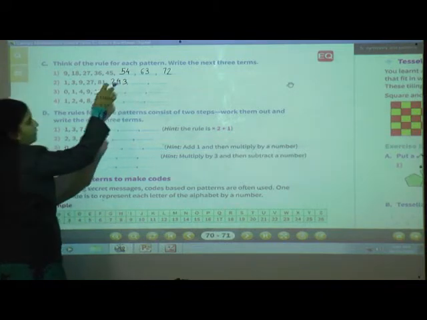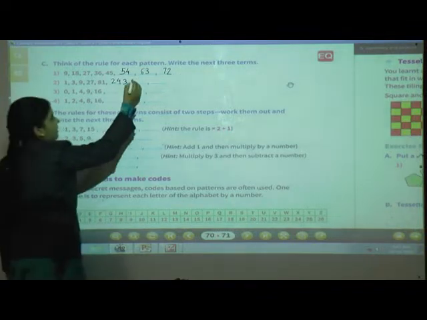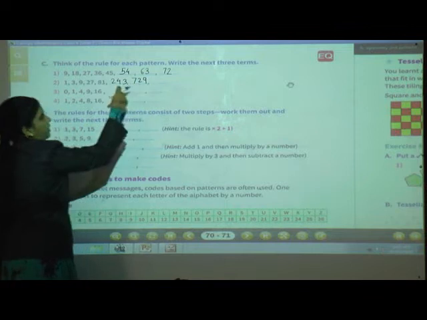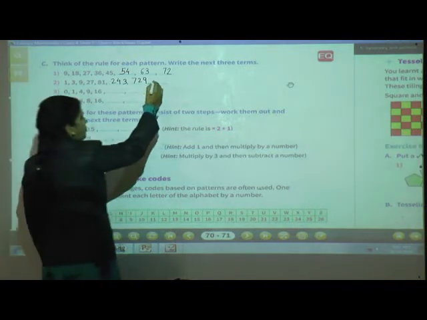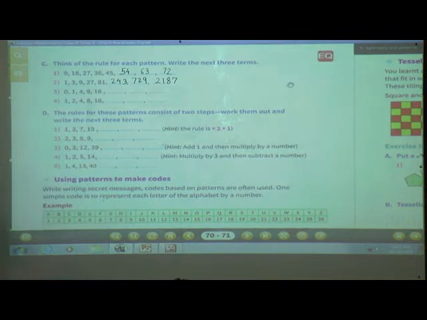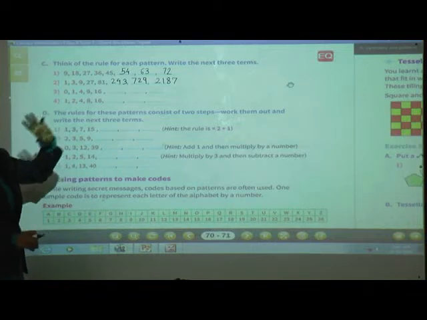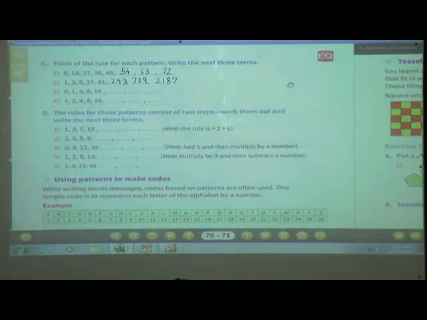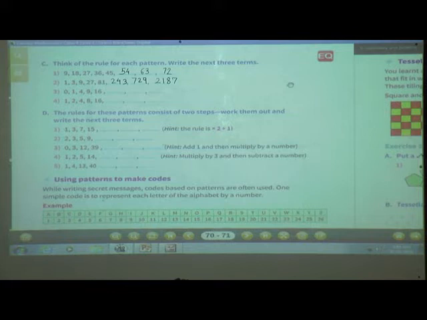243. Again multiply 243 by 3, you will get 729. Now multiply 729 by 3, you will get the answer 2187. Okay students, so here they have multiplied each number by 3. Now see here, third one, 0, 1, 4, 9, 16. So which type of a pattern is here students?